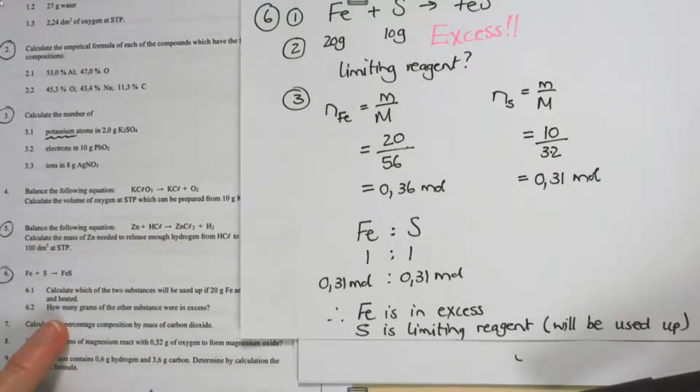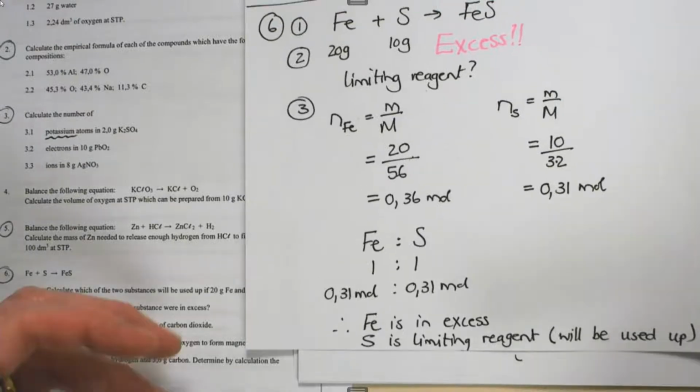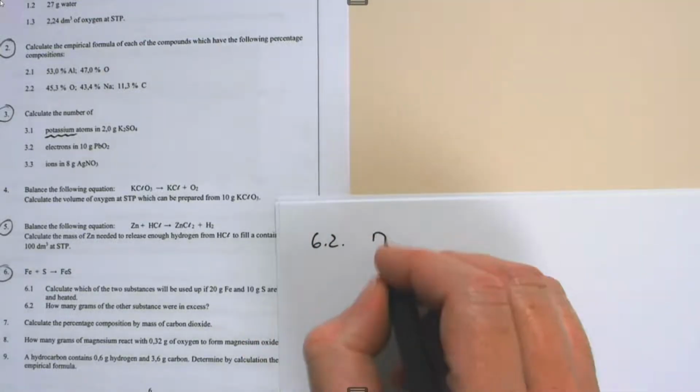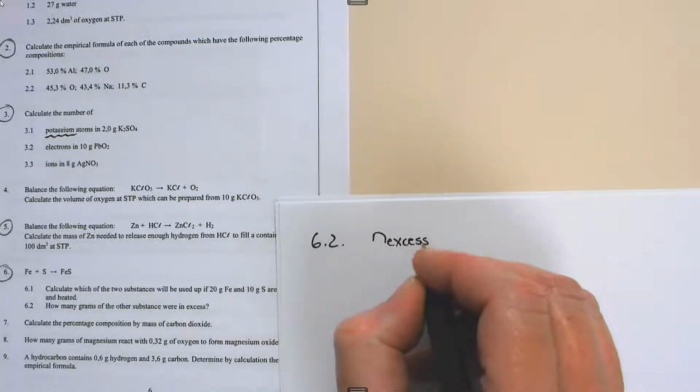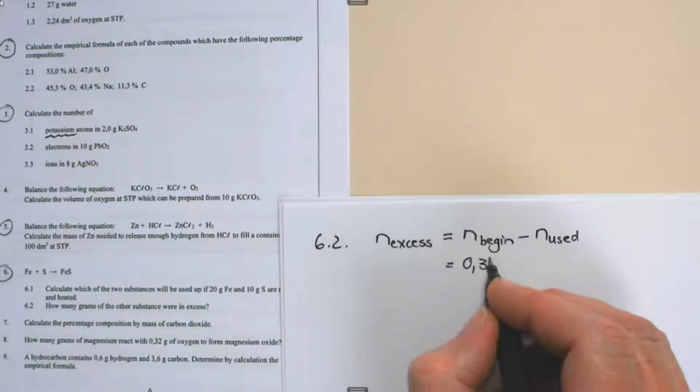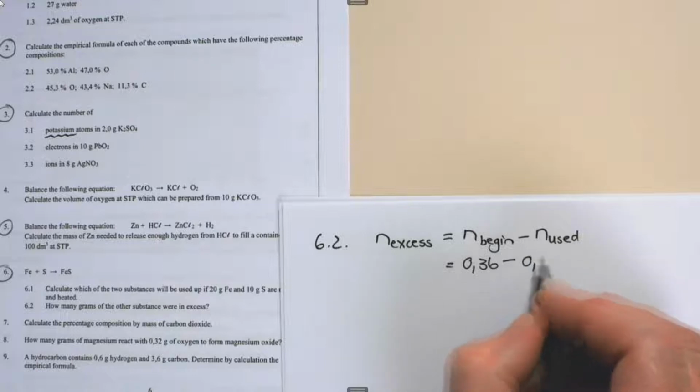Okay, now they ask you 6.2. How many grams of the other substance were in excess? So I know that the iron is in excess. Okay, there's different ways to do 6.2. The one way is by saying, let's calculate the amount in excess, mole. So that's the amount in the beginning minus the amount that I use. So in the beginning I had 0.36. I was just supposed to use 0.31.